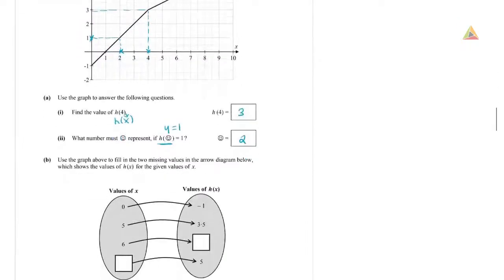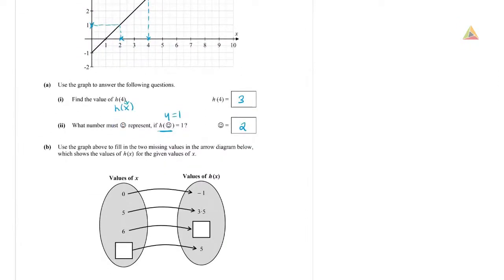So then it says use the graph above to fill in 2 missing values from the arrow diagram below, which shows the values of the h of x for the given values of x. So another way of writing the h of x is writing y. Okay, so when we have a value of 0, the corresponding y value is -1.